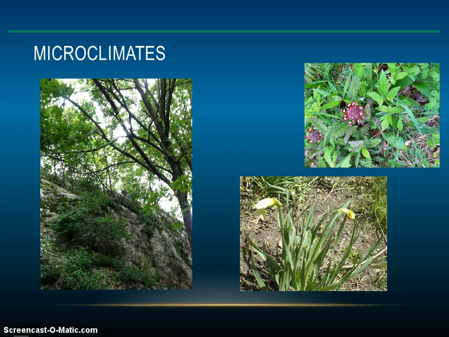Aspect, or the direction that a slope faces, is of particular importance to microclimate conditions. In the northern hemisphere, because of differences in the exposure to solar radiation, south-facing slopes experience warm, dry, and variable conditions, whereas north-facing slopes experience cool, moist, and more uniform conditions. The opposite is true of south and north-facing slopes in the southern hemisphere.